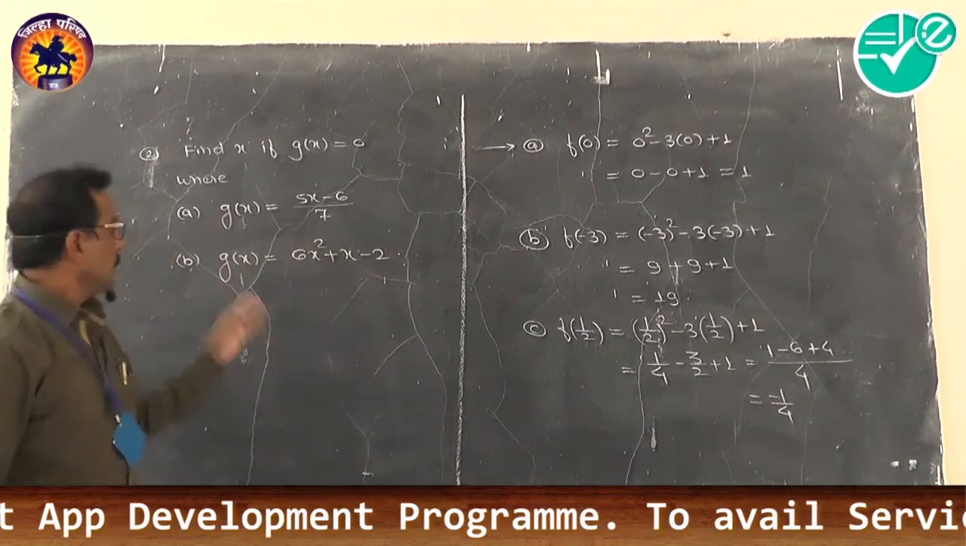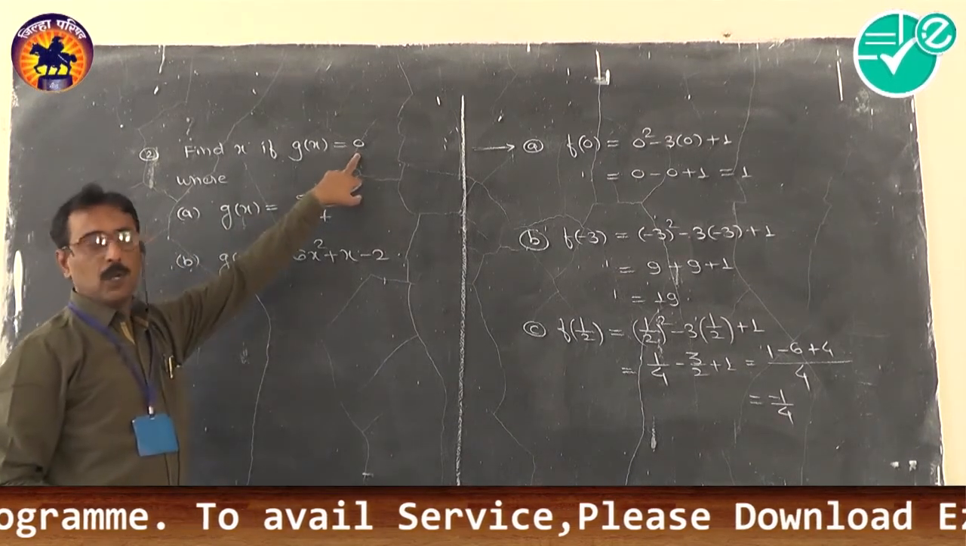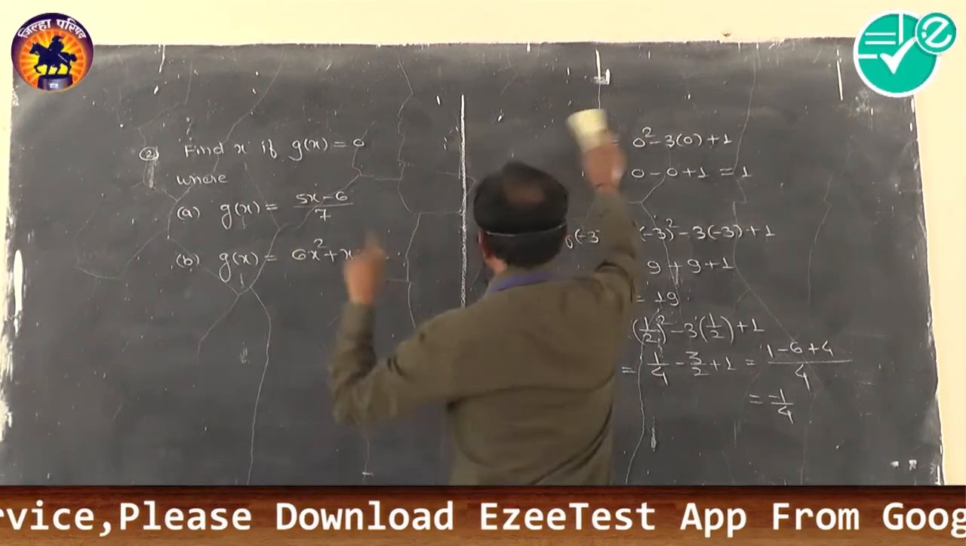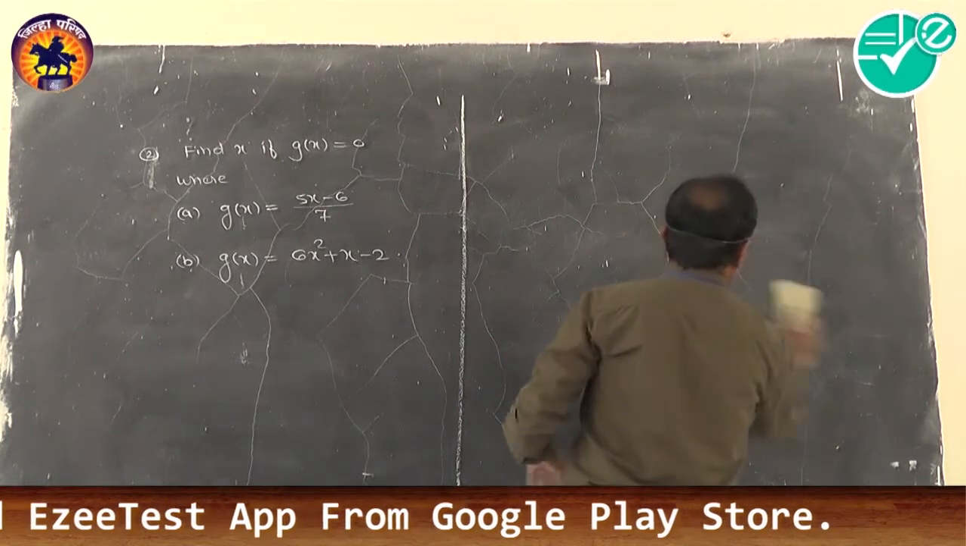I think this is also a simple one. Here g of x is given, but that g of x should be 0, and under such a condition we have to find the value of x. Now take very first, that is sub question A.